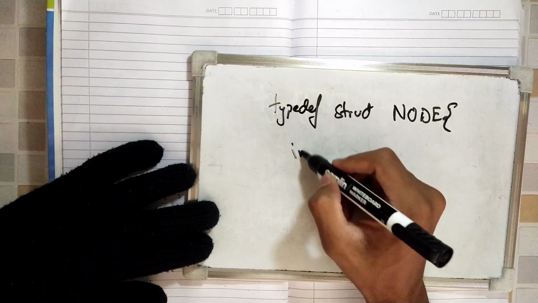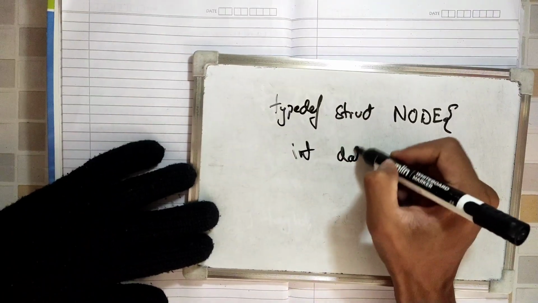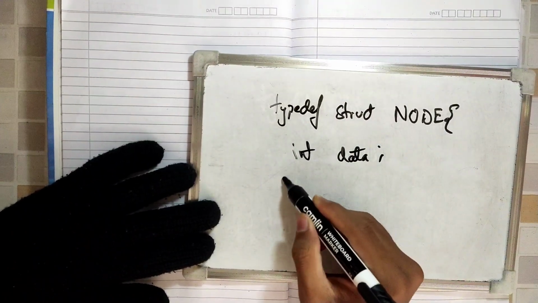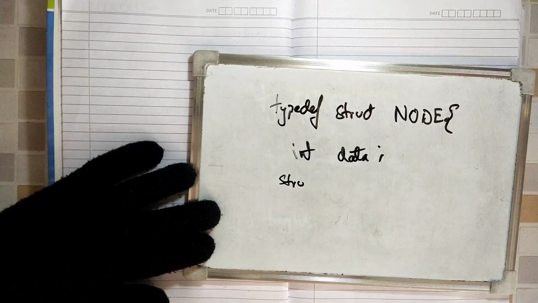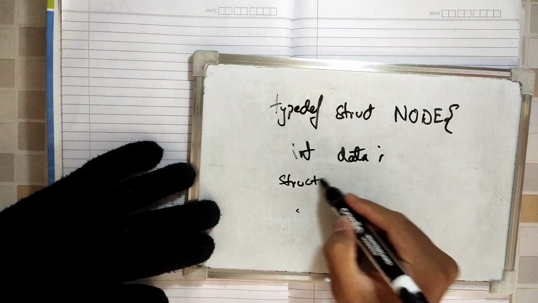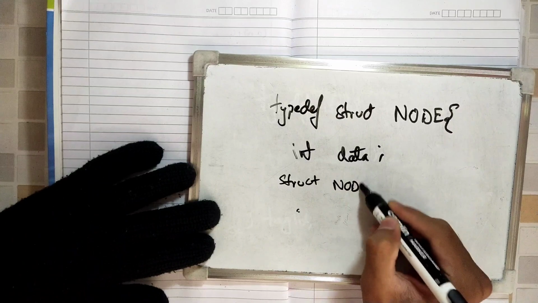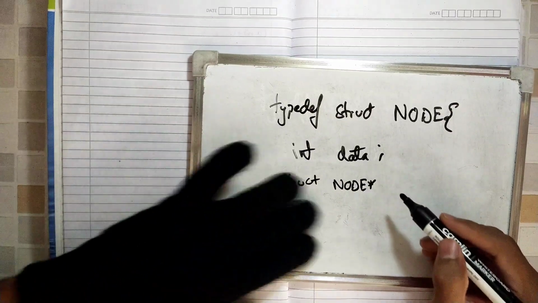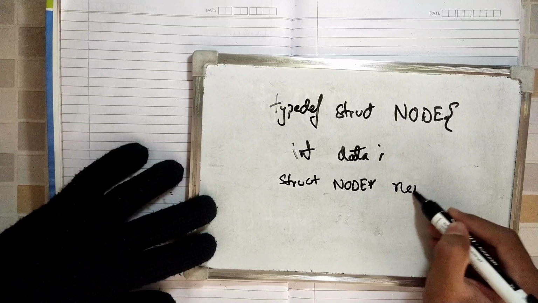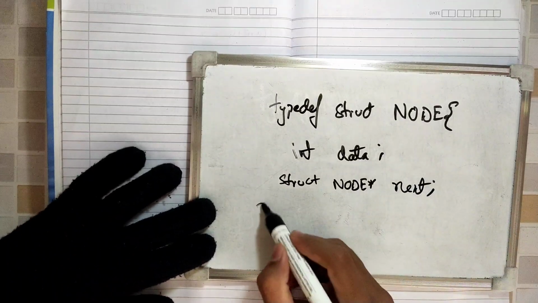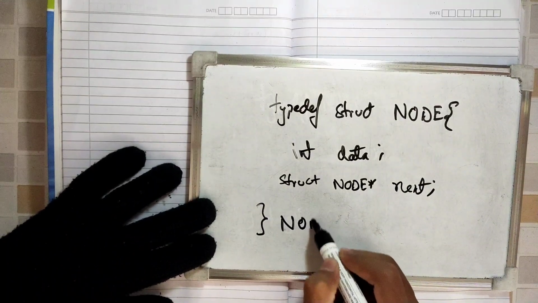Then inside I will write int data. Then I will write this thing. I will explain two things in one itself. Okay, so struct node, the star will come here, and here I will write next. Let us take an example for only a single linked list. After I close, I will write node.